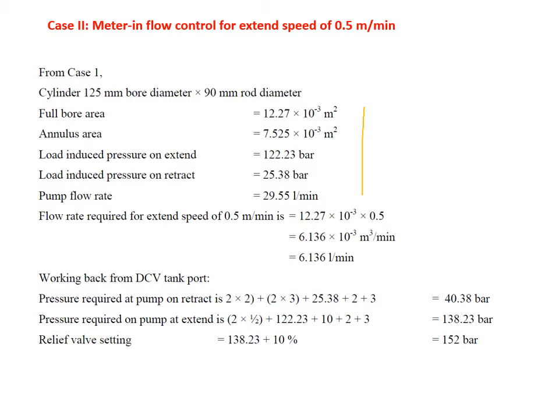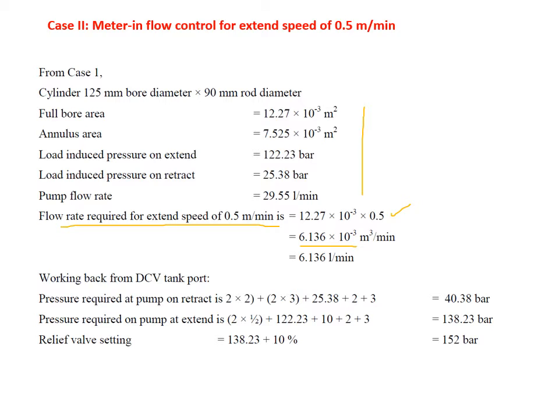Then the flow rate required for 0.5 meter per minute will be equal to 12.27 multiplied by 0.5 meter per minute. So it will come approximately 6.136 into 10 raised to minus 3 meter cube per minute. So DCV pressure is 2 bar.